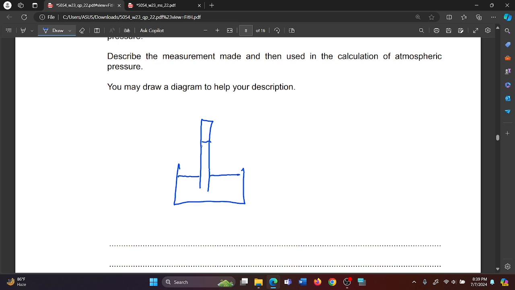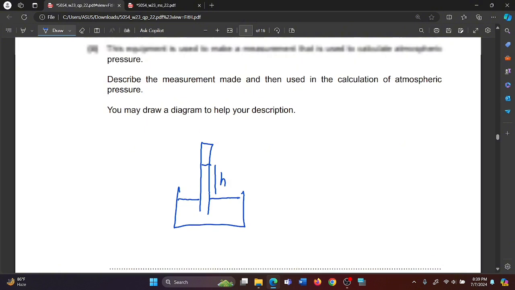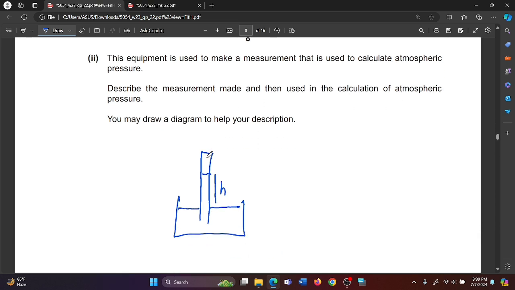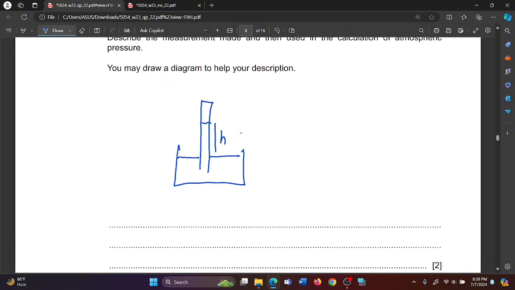This is the level of the liquid inside the tube, and this height is h. Then, as I said in the previous question, the pressure due to this much height of liquid equals the atmospheric pressure. So to find the atmospheric pressure, the question says describe the measurement made and then used in the calculation of atmospheric pressure. So I drew a diagram and marked this height as h slash meter. By saying slash, I mean the unit of h is meter.